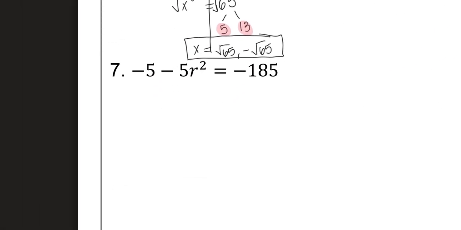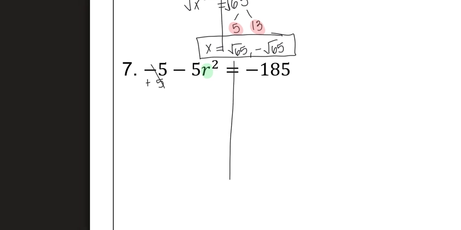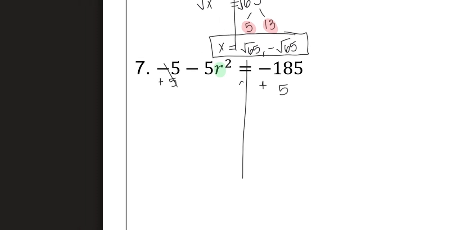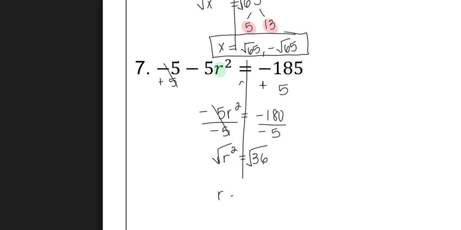Then we have number 7. R is the only thing being squared, so we have to get rid of everything else first. So we're going to add 5. Add 5. So we have negative 5r squared equals negative 180. Then we can divide by negative 5. So we have r squared equals 36. And now we can take the square root. So we get r equals, the square root of 36 is 6. So we have 6 and negative 6.